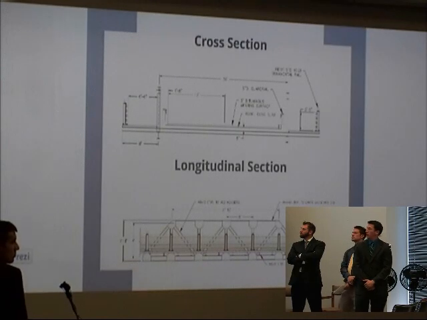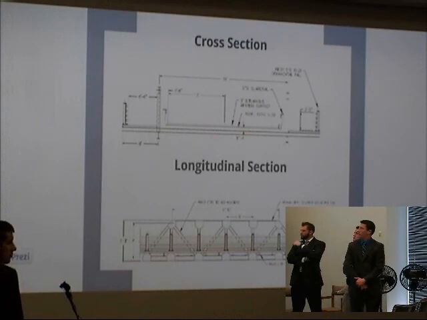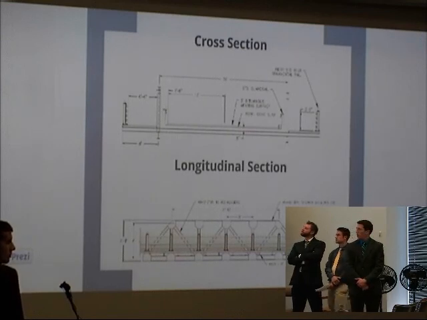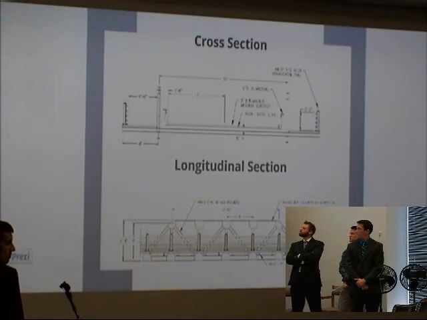And here's a cross-section and longitudinal section of the bridge. You'll notice again the ornamental railings and sidewalks for crossing pedestrians. This is a truss bridge. We used all steel members for this bridge.